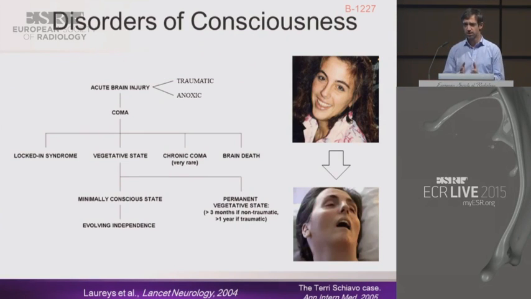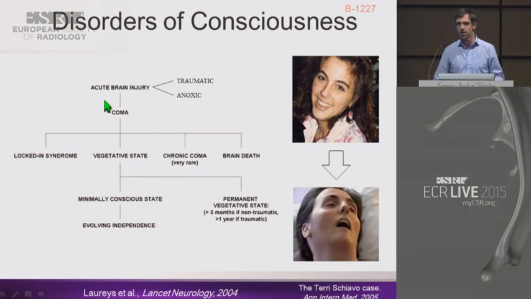So first, what's a disorder of consciousness? It usually begins with a very sad and abrupt story, like a car accident or cardiac arrest, where a young girl, such as this one, in a few hours falls into a coma that can leave her in a bed for her whole life.